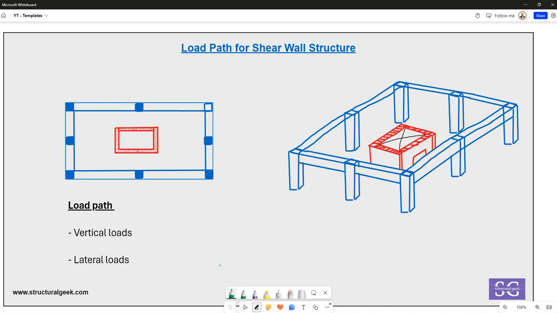Understanding load path in a structure for different kinds of forces is essential to guess the behavior of the structure and also to understand the member and connection forces. So let's look at what types of forces we generally have in a structure. We have either vertical loads or lateral loads.